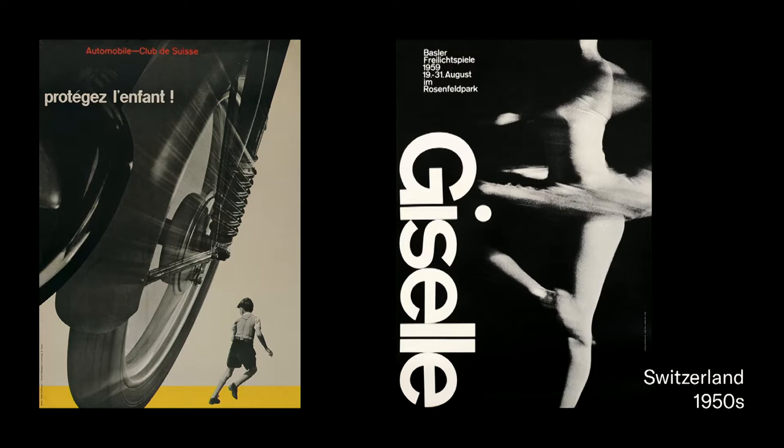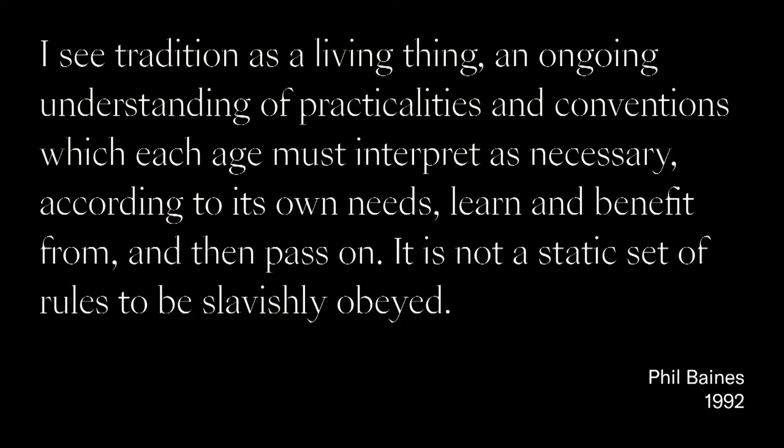It was a belief in the power of the present and a constant redefining of the norm, a conversation with tradition that was ongoing. I think Phil Baines was pretty spot on when he said this in 1992. "I see tradition as a living thing, an ongoing understanding of practicalities and conventions which each age must interpret as necessary according to its own needs, learn and benefit from, and then pass on. It is not a static set of rules to be slavishly obeyed."